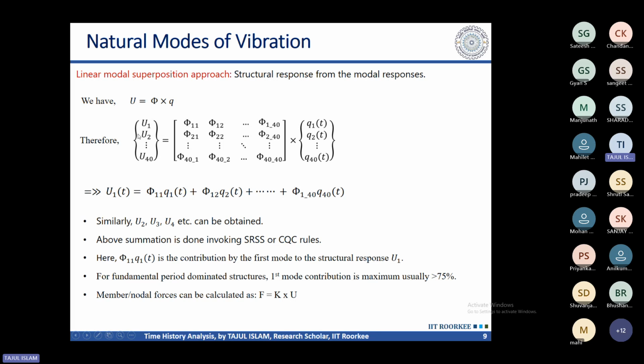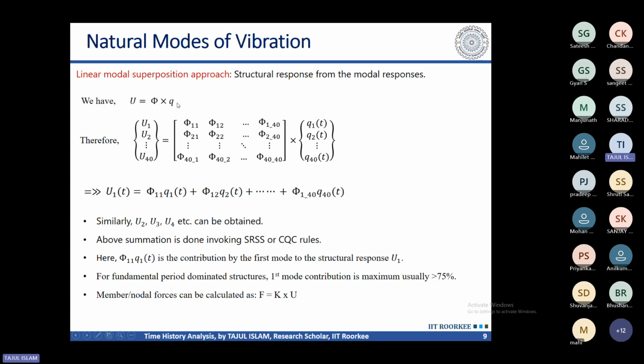So this vector is having a size of 40 by 1. Then for these 40 modes, since I have logged all the modes, my mode shape matrix will have a size of 40 by 40. It will have 40 columns and 40 rows. Then you have modal deformation.